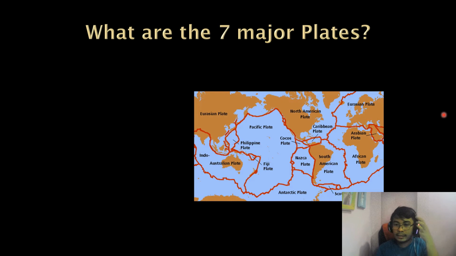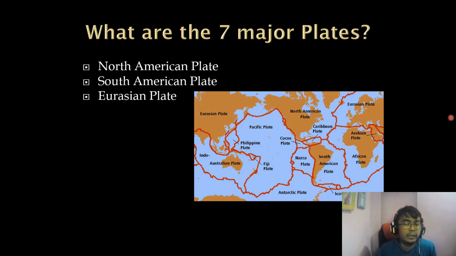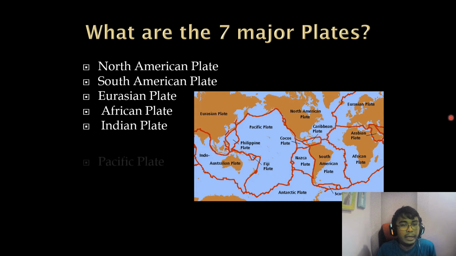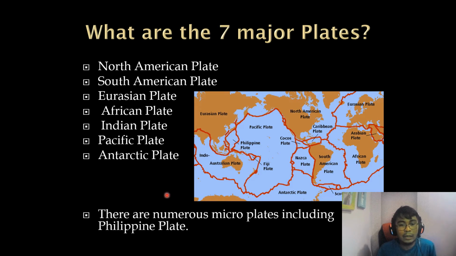We also discussed here in our previous topic, okay, the 7 major plates, namely North American plate, South American plate, Eurasian plate, African plate, Indian plate, Pacific plate, and Antarctic plate. Again, this red line actually signify the plate boundaries. We call them as plate boundaries. Now, there are numerous microplates also that includes the Philippine plate, okay? So, medyo maliit sila kumpara doon sa mga major plates na tinatawag.